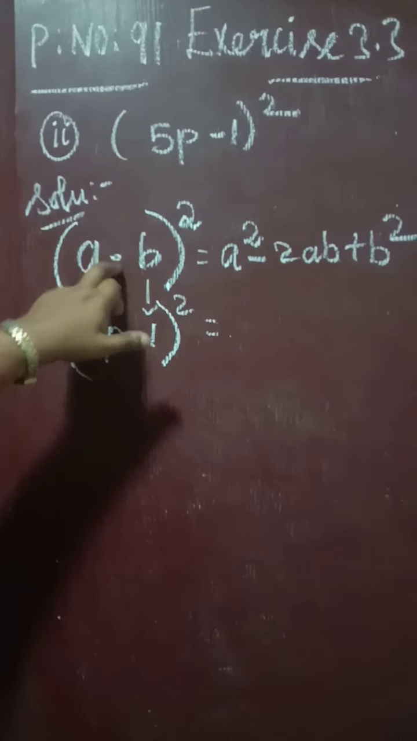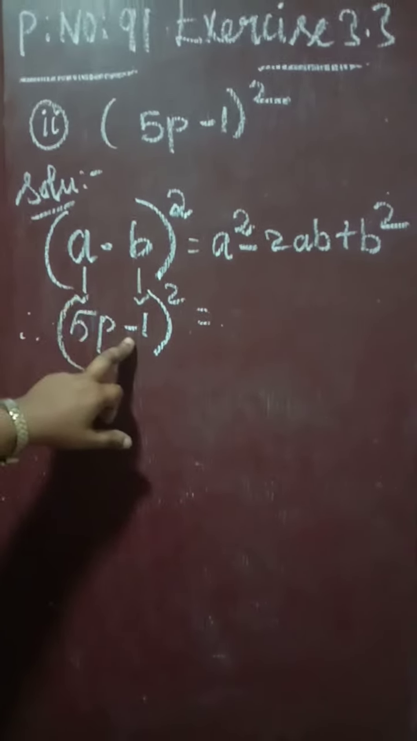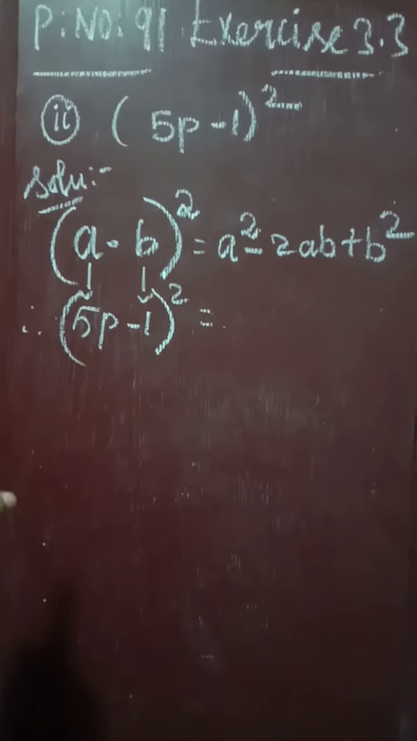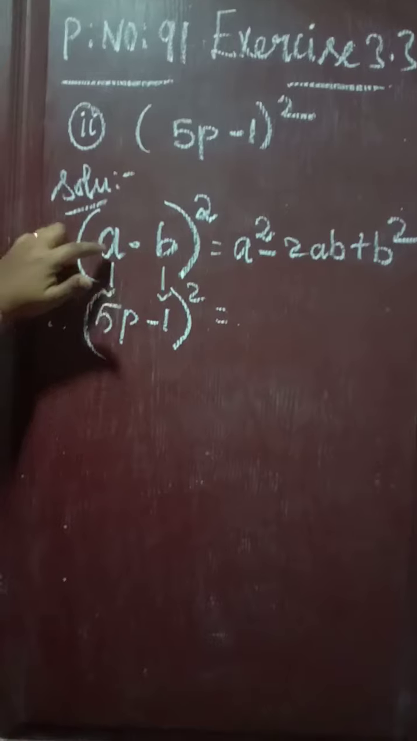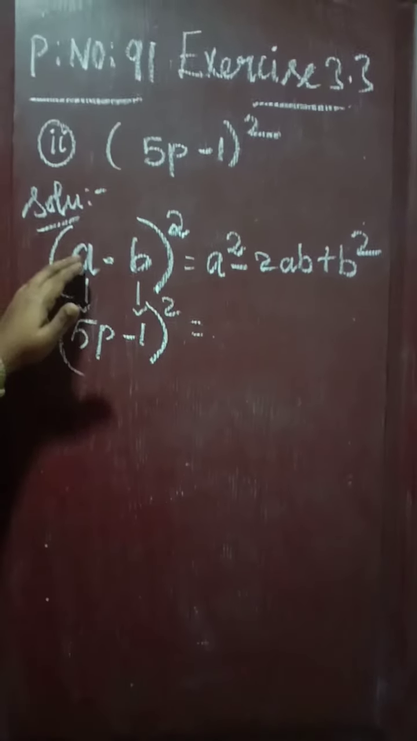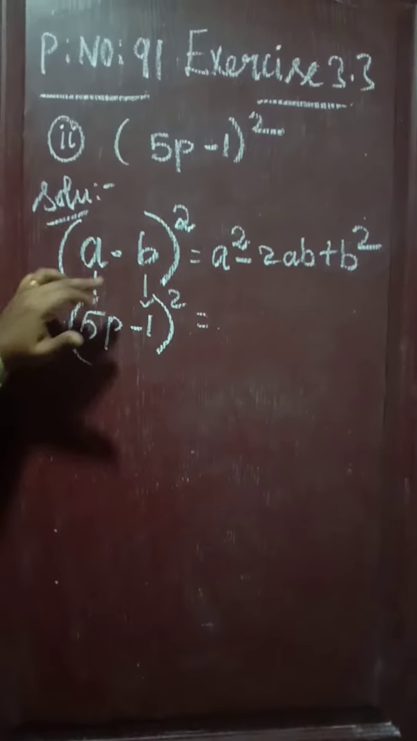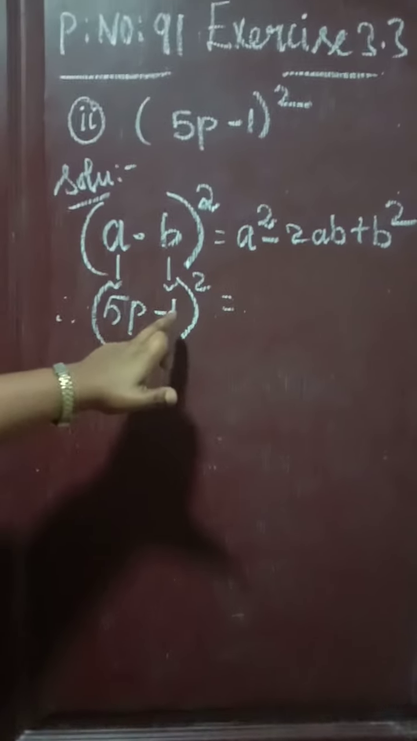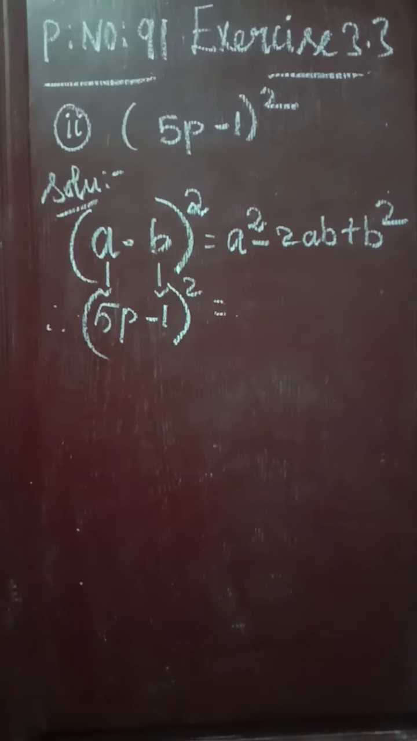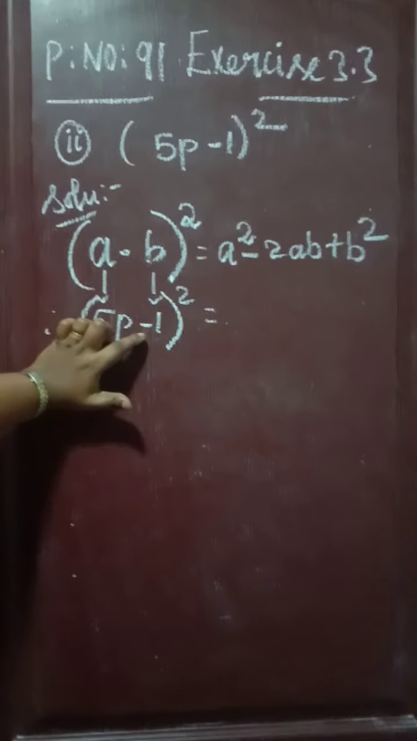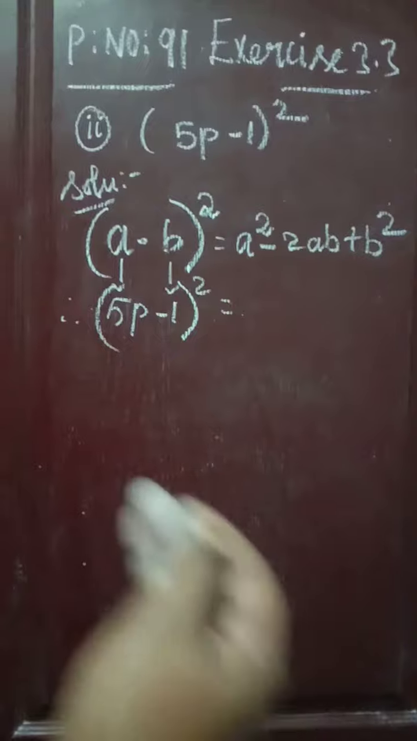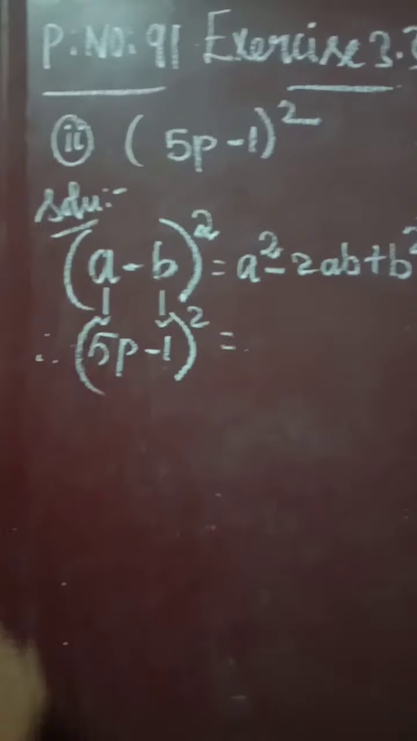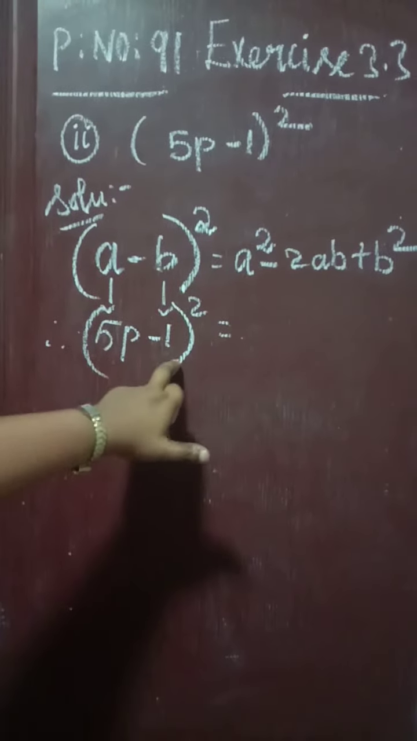Here also minus, here also minus. So don't write b is equal to minus 1. A is equal to 5p, b is equal to 1, not minus 1. Because the formula already has minus, we have to compare the first and the second term only. So a is equal to 5p, b is equal to 1.